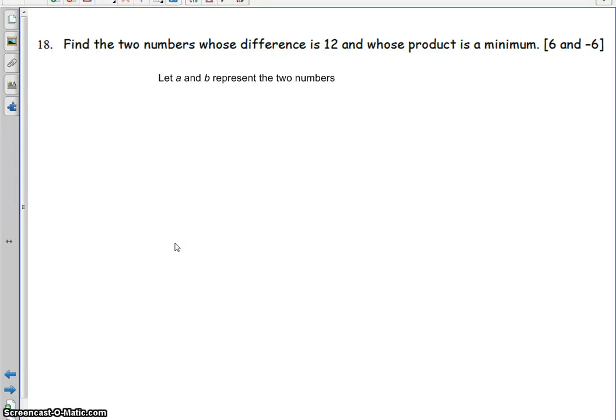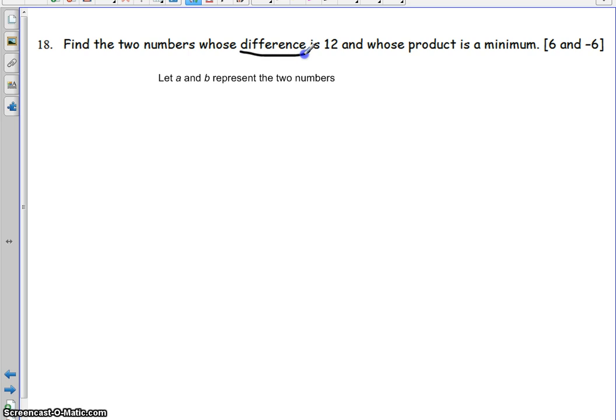Alright, last but not least, number 18 on the worksheet. It just says find the two numbers whose difference is 12 and whose product is a minimum. So for starters, I'm just going to let A and B represent the two numbers. And again, these two numbers, we're told they have to have a difference of 12 and the product has to be a minimum. So let's start with this whole difference of 12 thing.